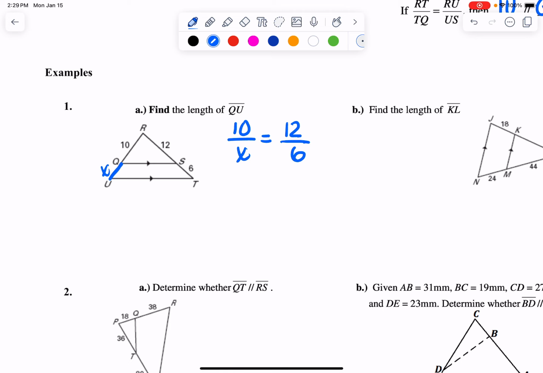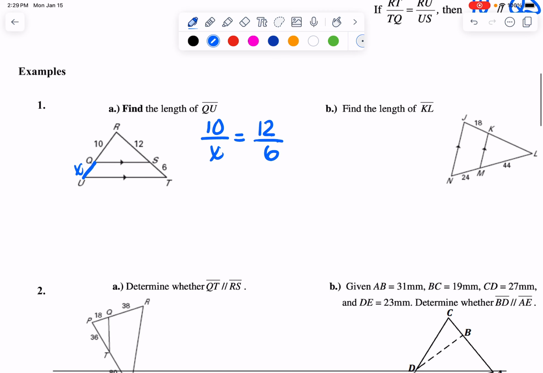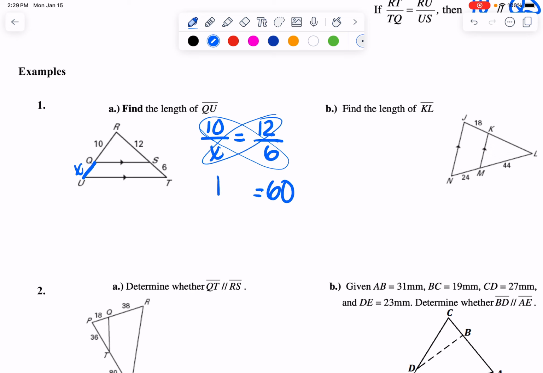You don't have to add anything up. That's the nice part of this theorem. So how am I going to solve for X? Well, there's a couple of options. One, you can cross multiply. Cross multiplying these two, you would do 10 times 6, which is 60, and then 12 times X, which is 12X. Once you cross multiply, the fraction goes away. Then finally just divide by 12, and you get X is 5, or in other words, QU is 5.